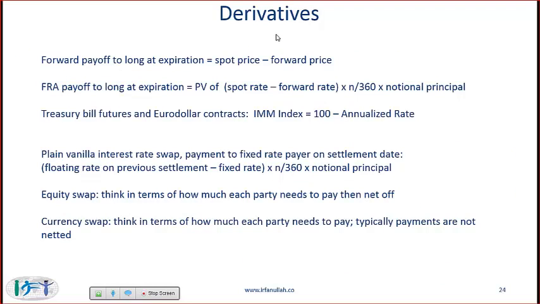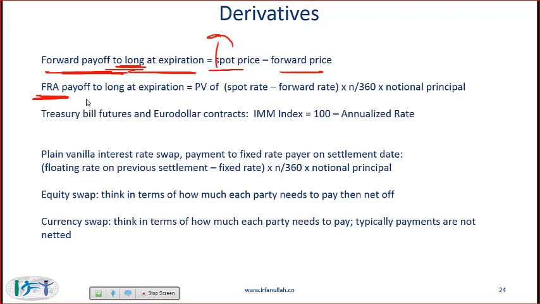Derivatives, not too many formulas. The forward contract payoff to the long at expiration is the spot price minus the forward price. So if the spot price goes up relative to the forward price, that's good for the long, because this is the payoff to the long.